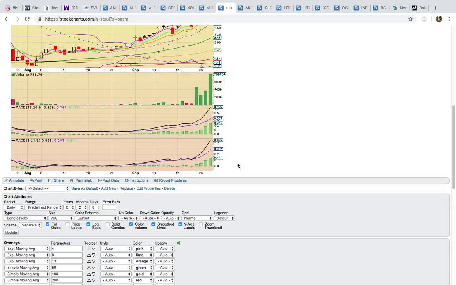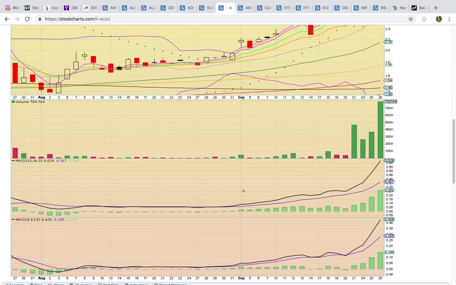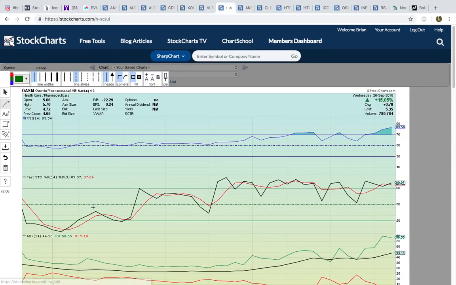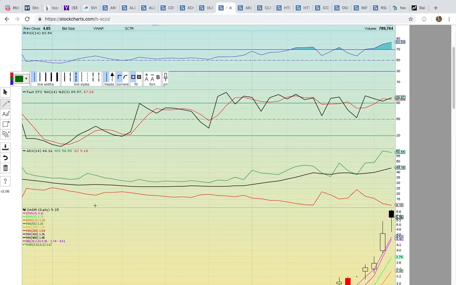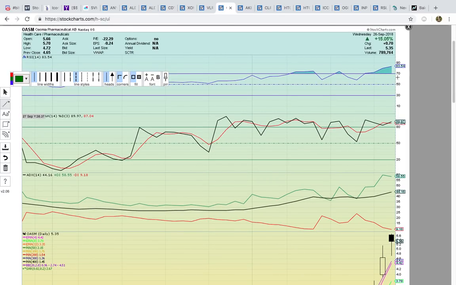Oh yeah, OASM here. I wanted to show you this one. It had the black candle today after a gap up open. That's very, very close to a hammer. I mean, let's take a look here. It was up 15% today. OASM, very nice run. Congrats everybody. You do have RSI now at 83, so it's at very overbought levels on RSI.